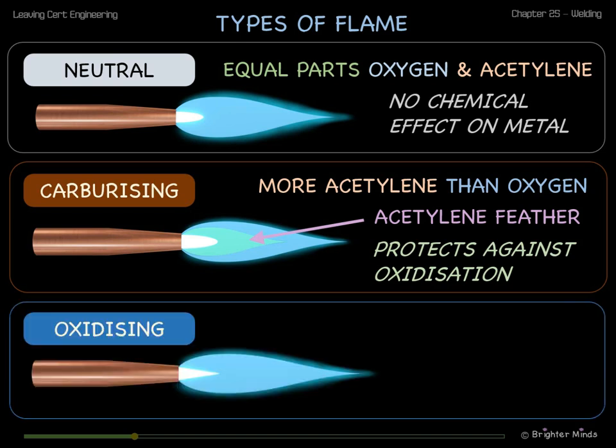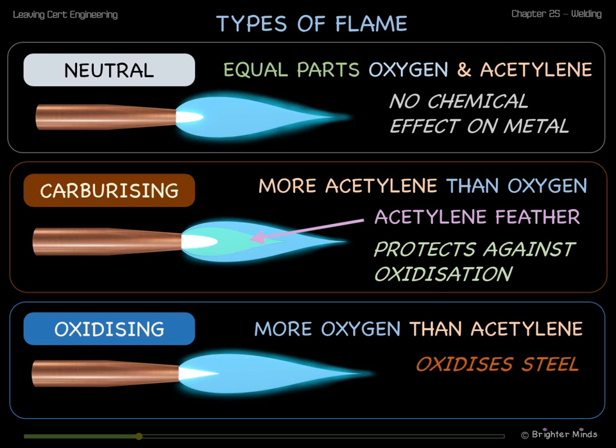An oxidizing flame contains more oxygen than acetylene and is hotter than the neutral flame. It can't be used to weld steel because it would oxidize it. It is used to weld non-ferrous metals and also for brazing.